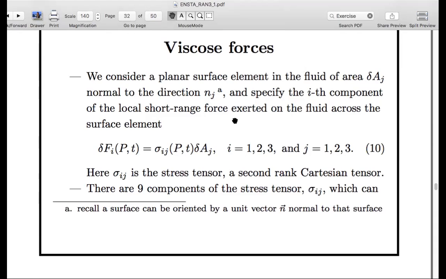For the rest of the class, we have 45 minutes. I'd like to try and explain how we use this stress tensor to represent the surface forces, the internal stresses, which are the viscous forces arising from the relative motion of the parts of the fluid.